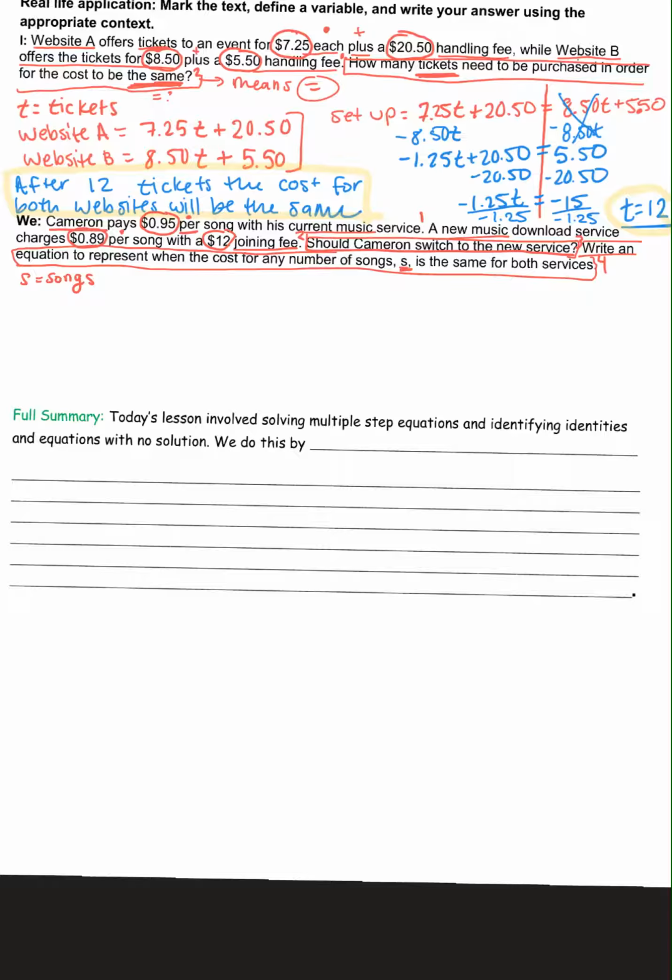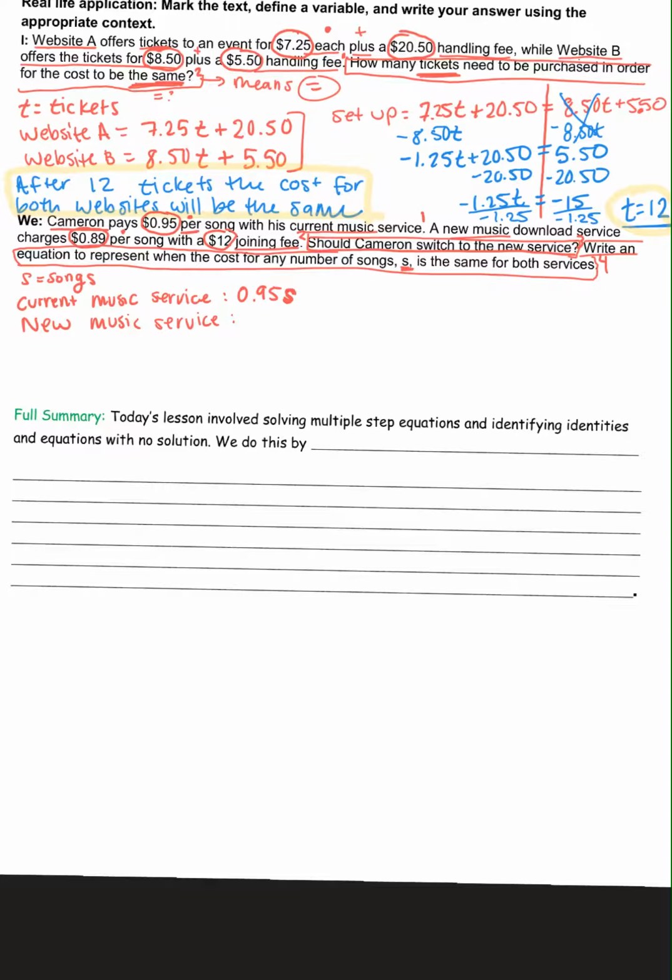So we need an expression for the current music service. Okay, so I see 0.95 per song, and song stands for S, so we're going to do 0.95 S. That's an S. I'm sorry, guys, my 5s sometimes look like S's. Okay, and then we need an expression for the new music service. And that is going to be, let's look. They charge 0.89 per song, so that's multiplied per S, so 0.89 S with a $12 joining fee. So that's in addition to this $12 joining fee.